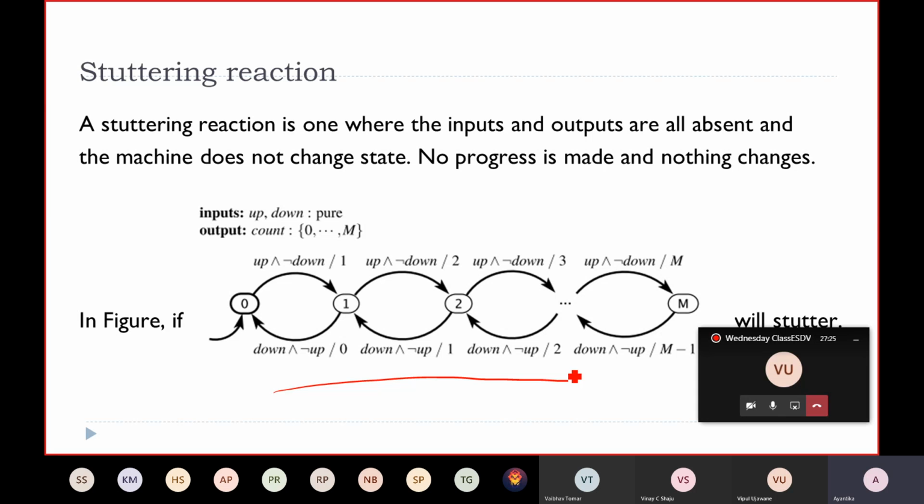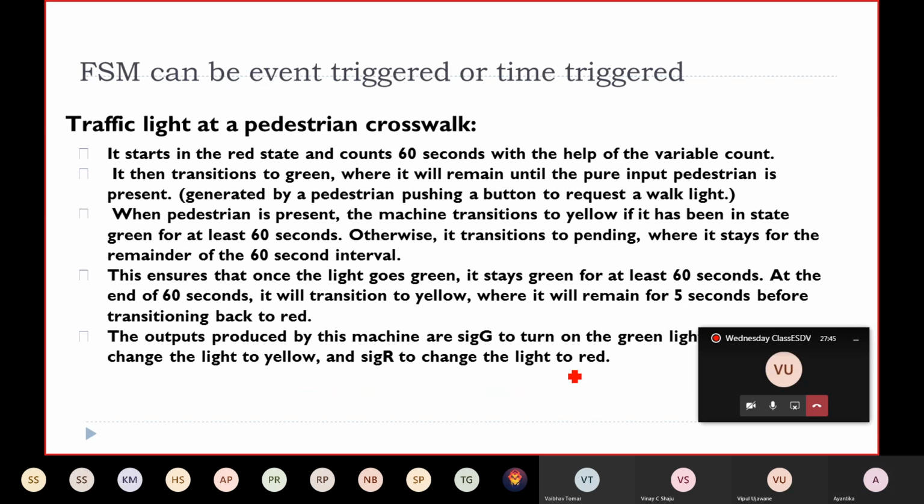So in that case, any state change will not occur, and there will be no progress, and the system will retain its same state as it is. And this situation or this reaction is called a stuttering reaction. I mean, that is the formal name of it. Now, these are a few terms related to our previous discussion, or things we have to take care of when we go for FSM design.